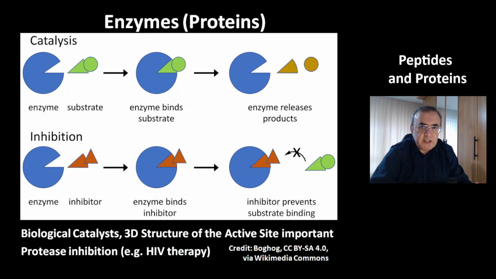One example for proteins are enzymes. On the top you can see how an enzyme works. It is a biological catalyst. The substrate connects to the enzyme. It connects to the active site of the enzyme, this part. When the enzyme binds the substrate, it loosens the existing bonds and makes the reaction happen. And finally, the enzyme releases the products. And now it's ready for the next substrate molecule.